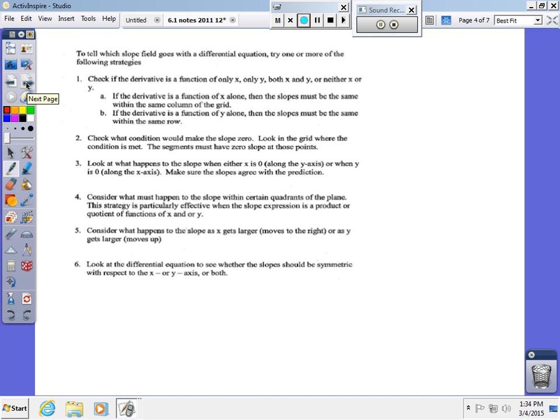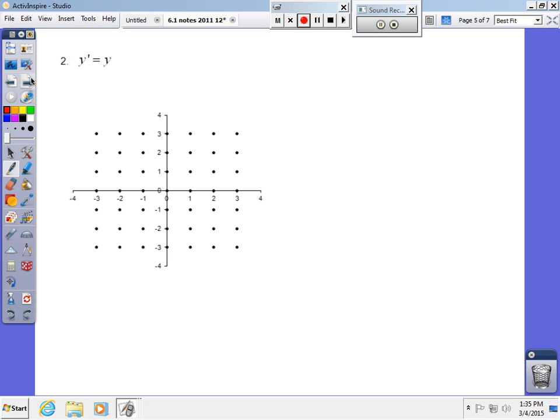Okay, I'll talk about this later. This just basically, if you're given a slope field, how do you match it up with its corresponding function or differential equation? I'll show you how to do that for some homework problems.